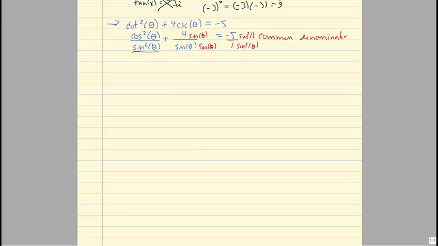Now once I have that common denominator, I can essentially drop it. It would be the same thing as multiplying through everything by sine squared. So this would look like cosine squared of theta plus 4 sine of theta equals negative 5 sine squared of theta.